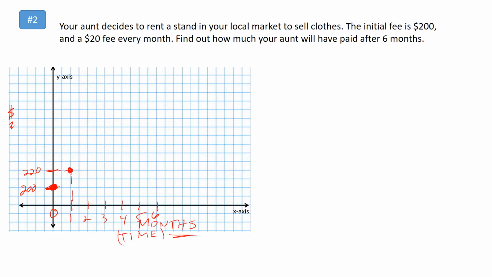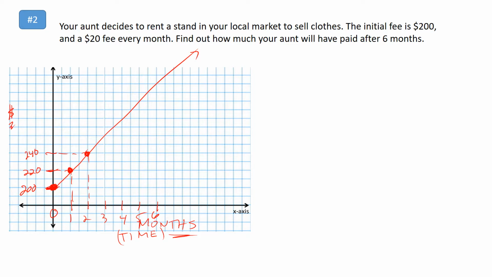Let's do one more month just for the heck of it. So we'll call this 240, and that's going to be after 2 months. So that's here. We only needed 2 points to draw the graph, but we did 3 just to make sure. All right, there's a perfect straight line.